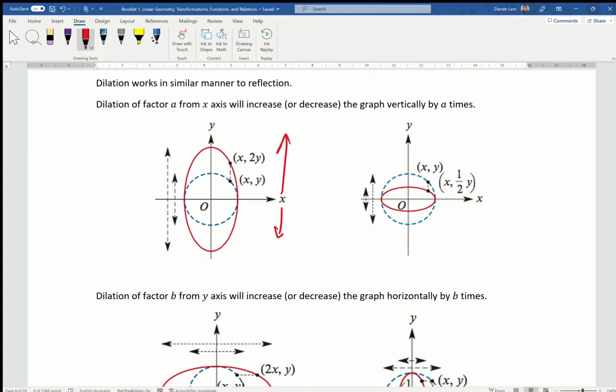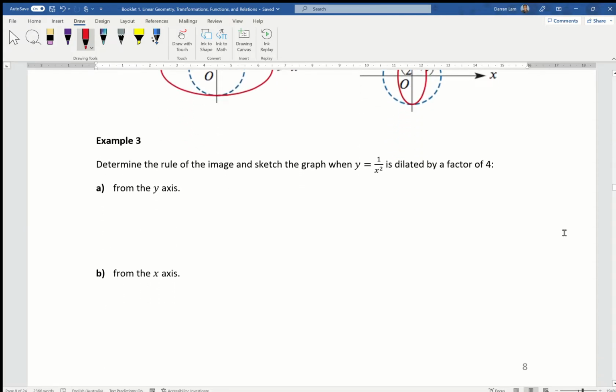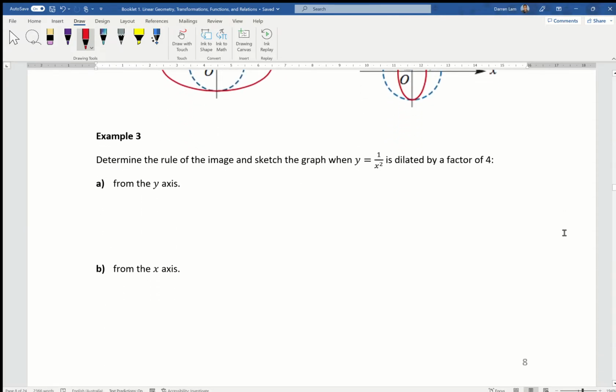And alternatively, from the y-axis and along the x-axis also mean the same thing. Double check that you've interpreted the question correctly. Apologies, I'm going to jump straight into the examples. In this case, we're determining the rule of the image and sketching the graph. I'll leave sketching the graph for later.